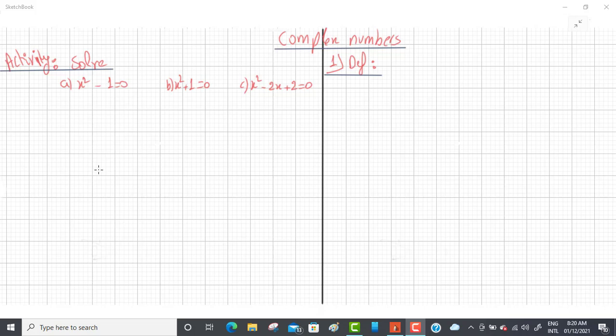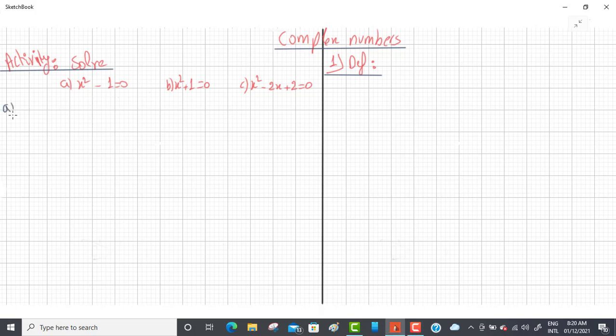Salam. Our chapter today is about complex numbers. We'll start with an activity to find what is a complex number and what is i, an imaginary number, pure imaginary number. We'll start by solving equations.